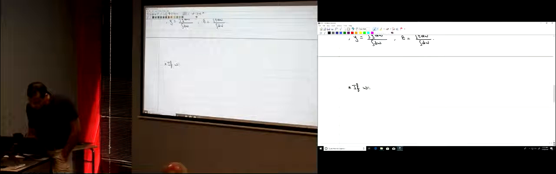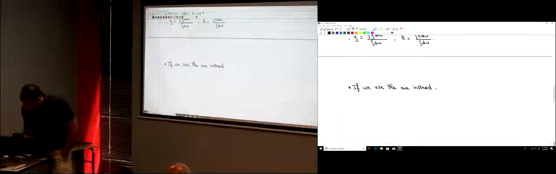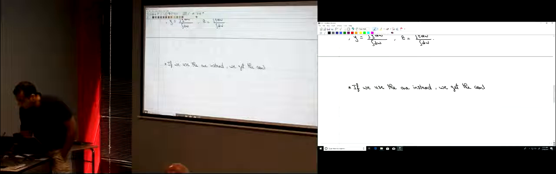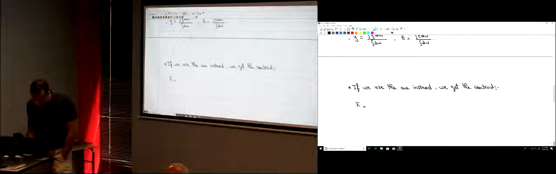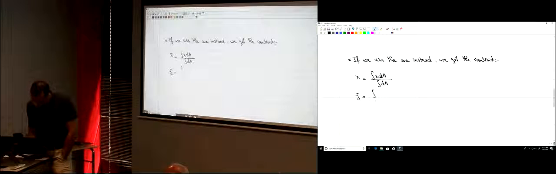If we use the area instead, we get the centroid. So the centroid, again, x bar, it's the same formula, there is nothing different, but it's the integration of x dA divided by the integration of dA. Y bar is the integration of y dA divided by the integration of dA. If we're talking about an area, then it's dA.